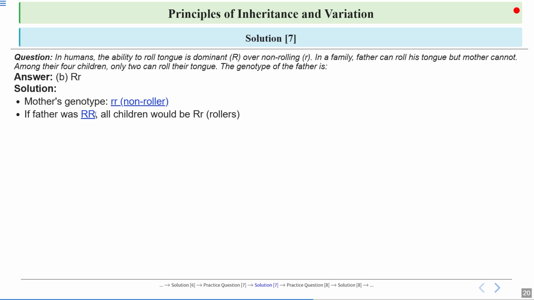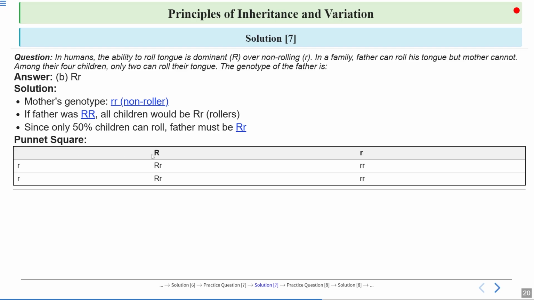So if the father was capital R, capital R, all the children would have the genotype capital R, small r, meaning all would be rollers. All can roll the tongue. But they are saying that among 4, only 2 can roll the tongue. So this means the father should have the capital R and small r genotype, not capital R, capital R. Since only 50% of children can roll, the father must be capital R and small r.